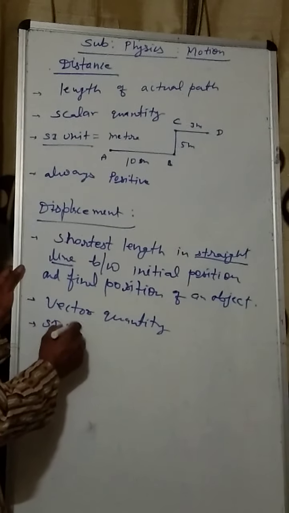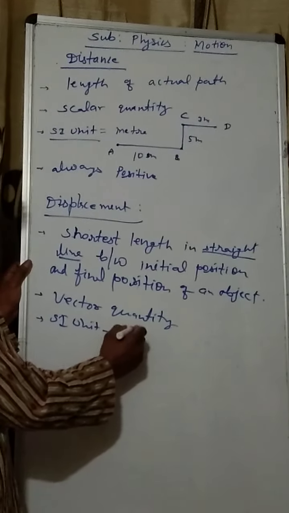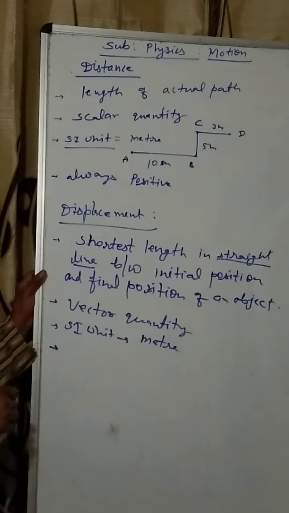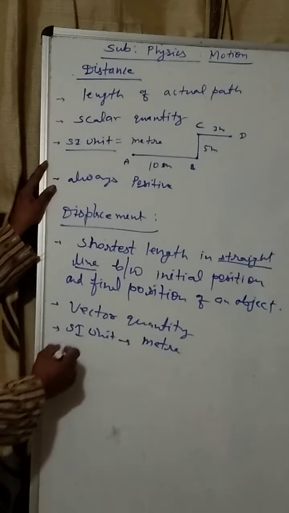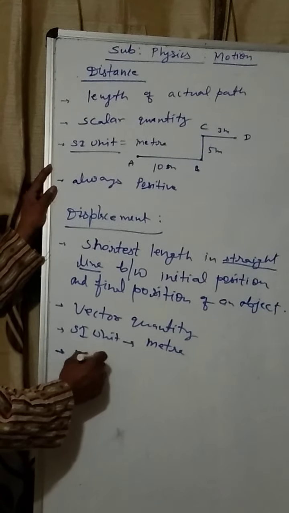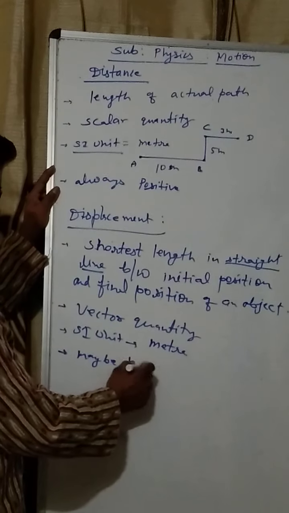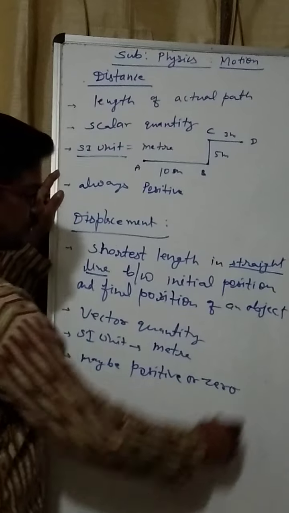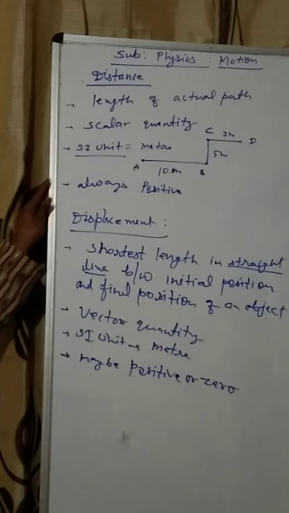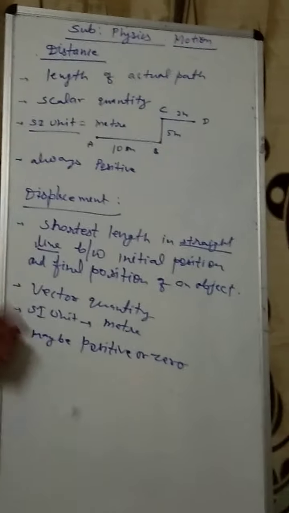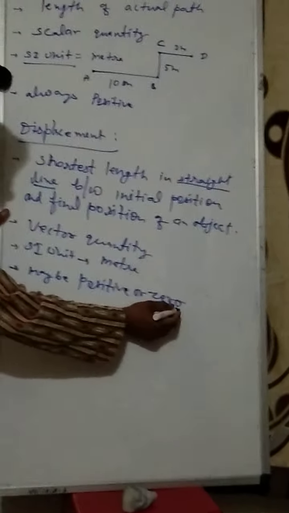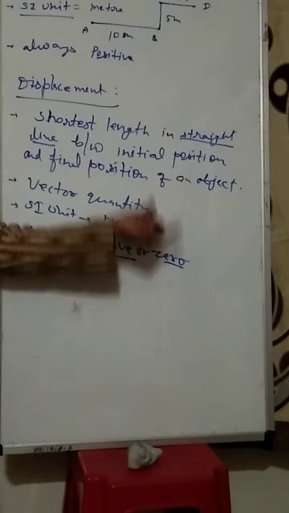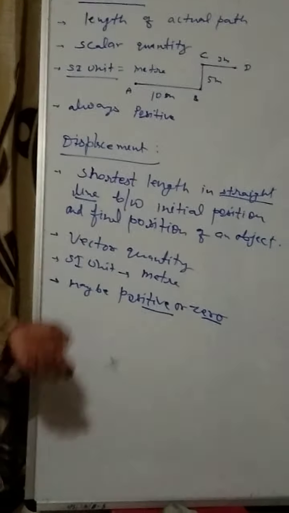If we talk about the SI unit, then the SI unit is the same as for length, meter. And one thing here: it may be positive or zero. It may be positive or zero. Is it clear? We will discuss why it is zero in one example which I am going to take.